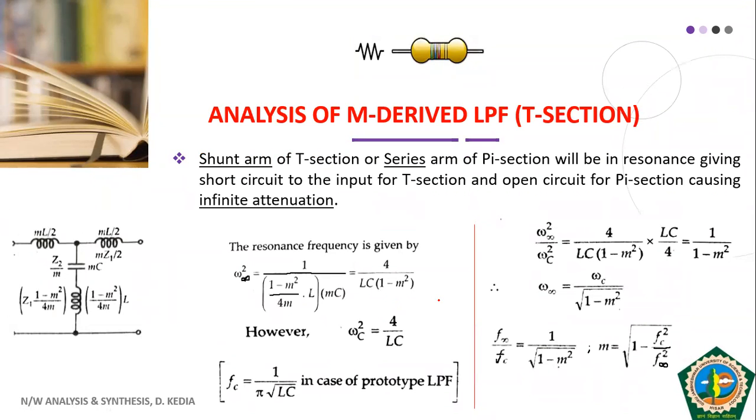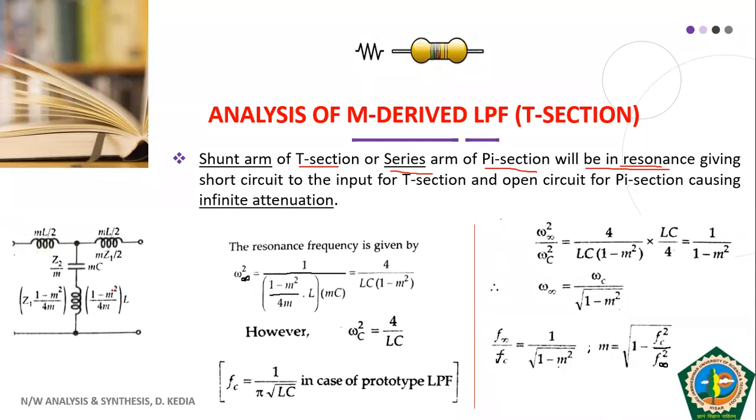Now, in today's class, we start with the analysis of M-derived low-pass filter. In the previous slide, we have just talked about M-derived T section and M-derived pi section, but we now need to look into how low-pass filter and high-pass filter in the case of M-derived sections behave. And we have already seen in the concept of filter that the shunt arm of T section and the series arm of pi section will be in resonance.